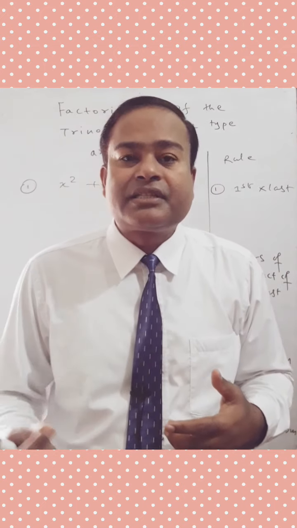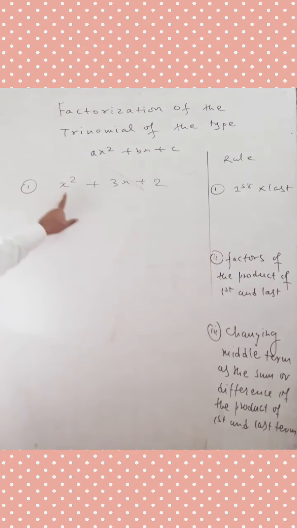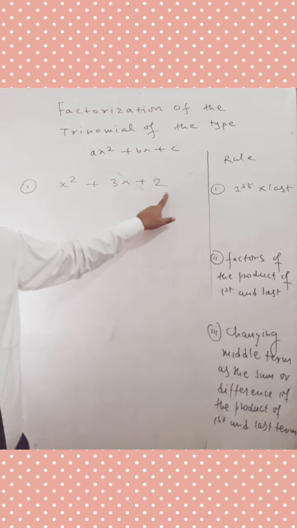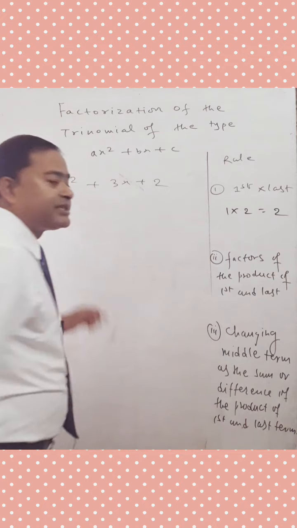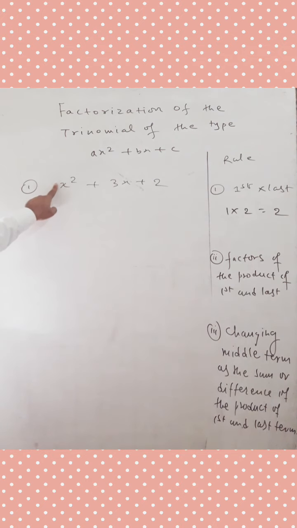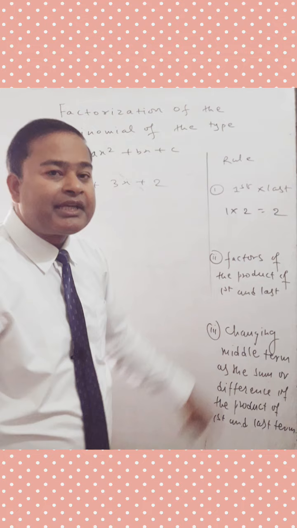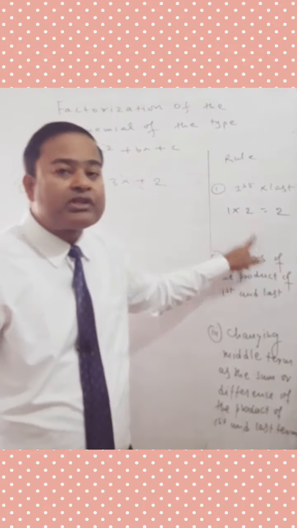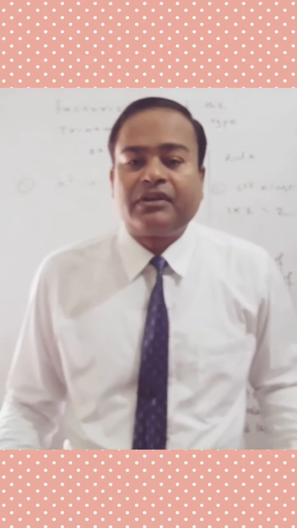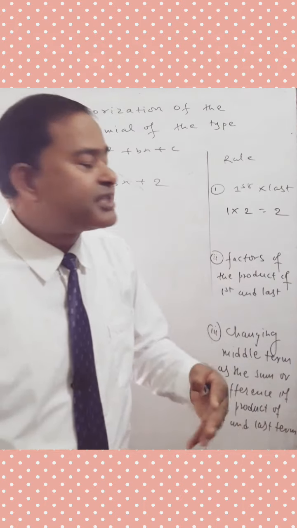So we take the coefficient of x² and multiply it with the constant term. When we take the product of the first and last term, we get 1 into 2 equal to 2. The coefficient of x² is 1, and we multiply it with 2, so the product we get is 2. This is the first step of factorization of the type ax² + bx + c by using the first into last method.